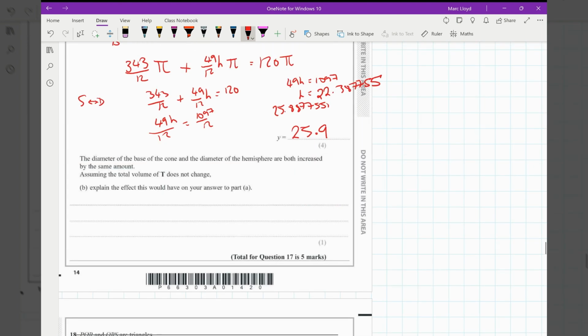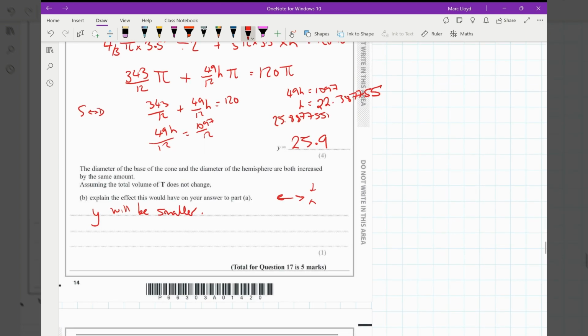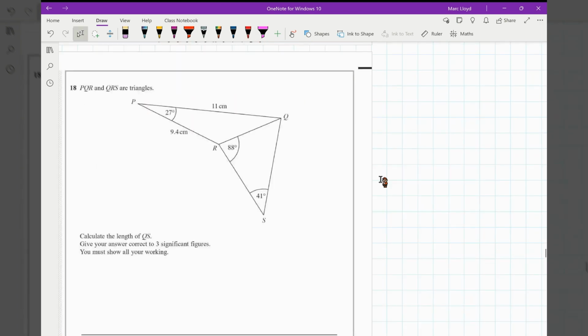Okay, the diameter of the base of the cone and the diameter of the hemisphere are both increased, right? So that means it's going to get wider. And the volume is going to stay the same, which means that the height is going to get smaller. So my answer will be y will be smaller. And that's question 17.